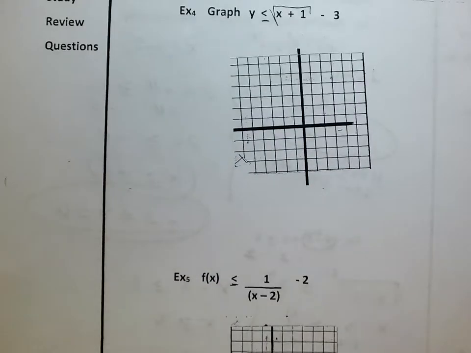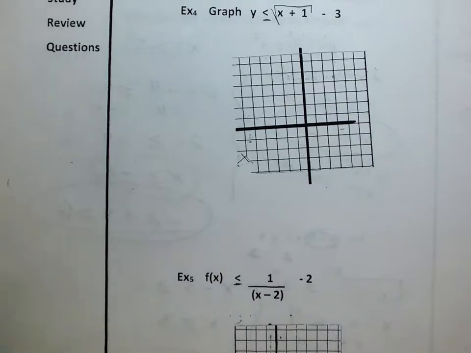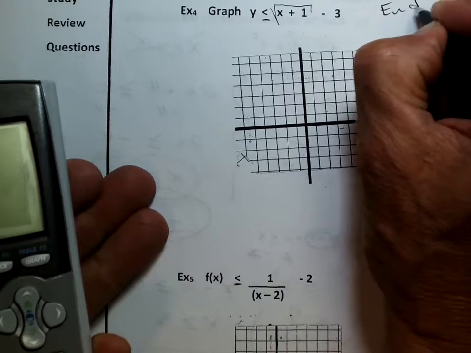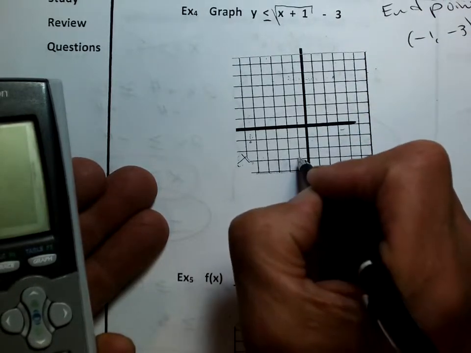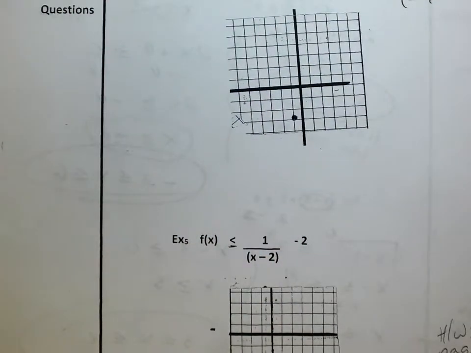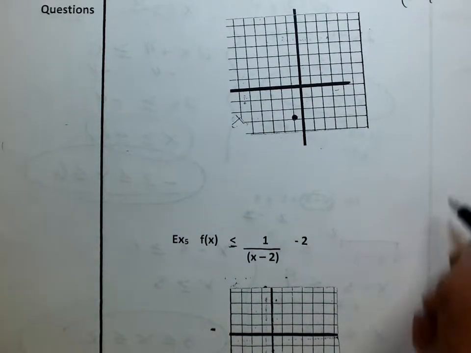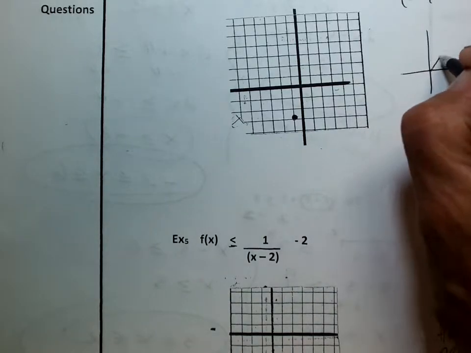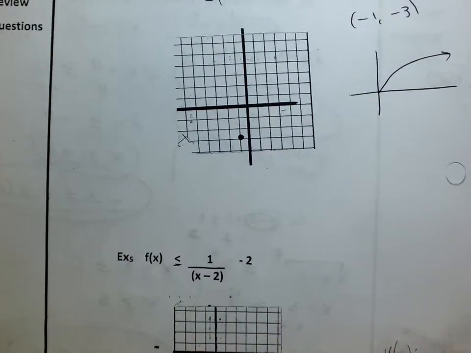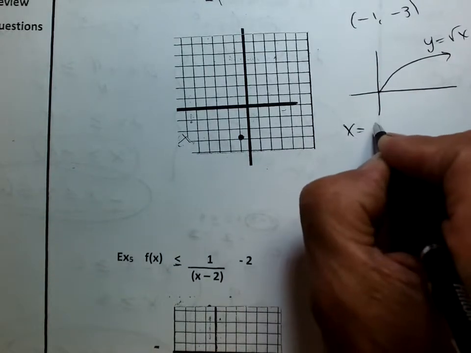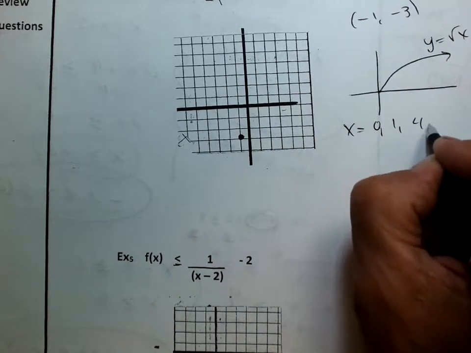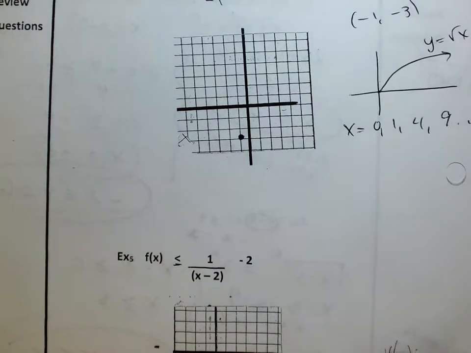Now, there are 2 ways to do this one, and I'm going to do both, and then we're going to let the calculator do both. First of all, I know the end point is at negative 1, negative 3. And I know it's a square root graph. We looked at square root graphs the other day, and the parent function square root graphs look like that. Remember? We used values. We let x equal 0, 1, 4, and 9.